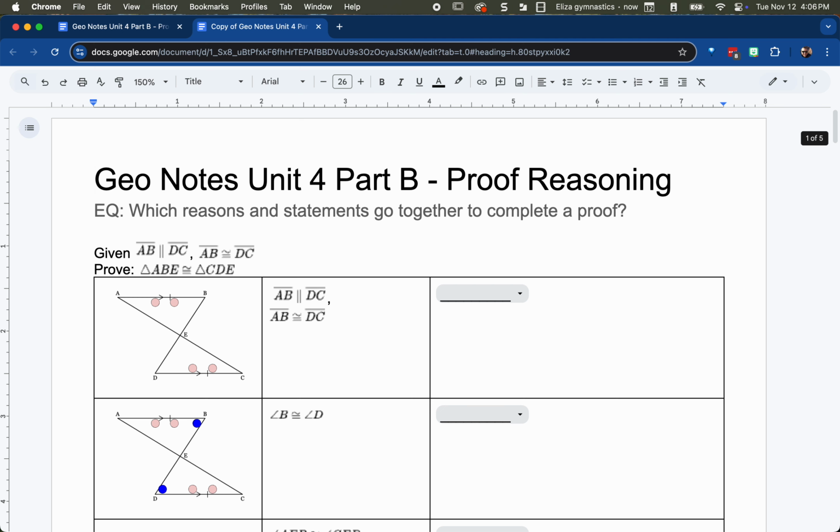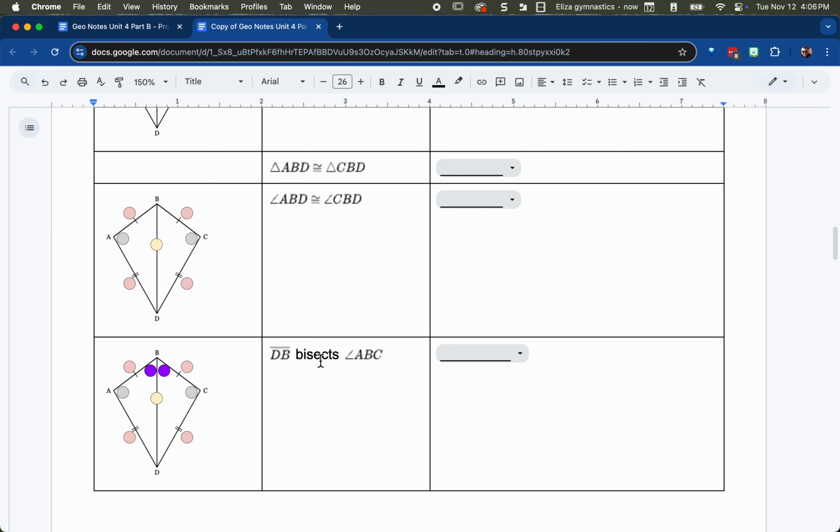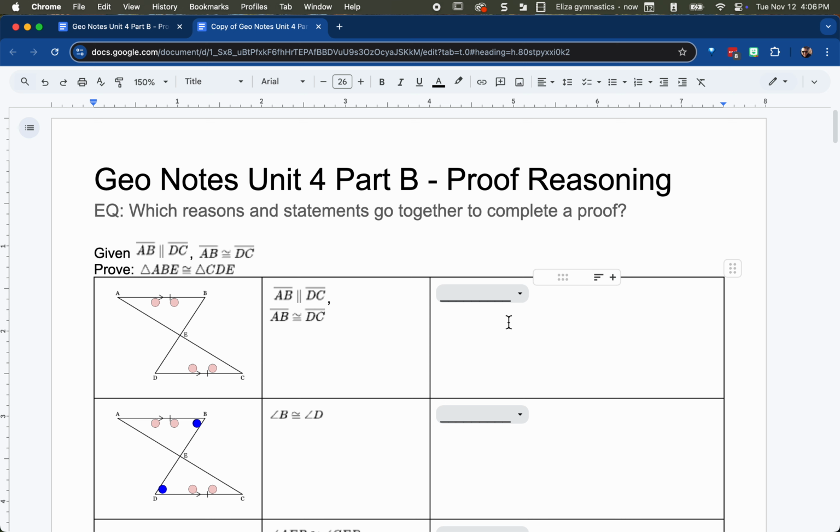Hello students and welcome. We're going to be going through some proof reasoning with pictures, mostly just drop down fill in the blank, but this is to try and help you trace through how to identify the parts in a picture and what would make sense as a reason to say those two things have a relationship.